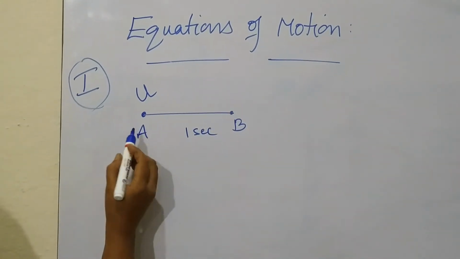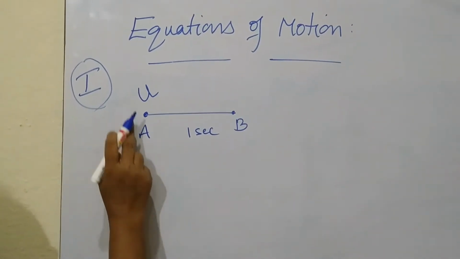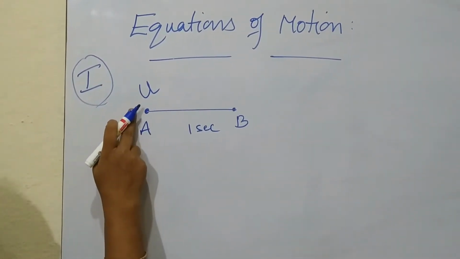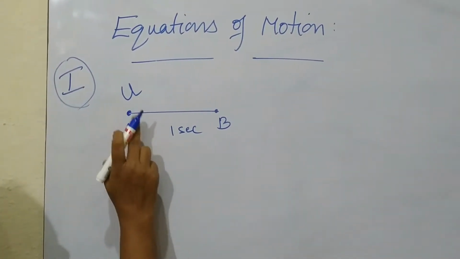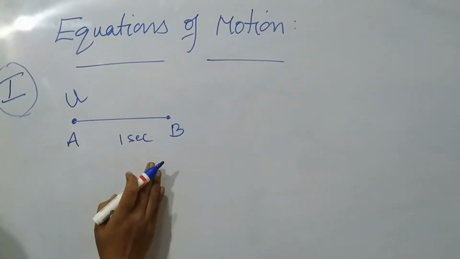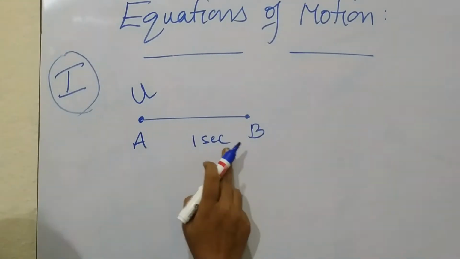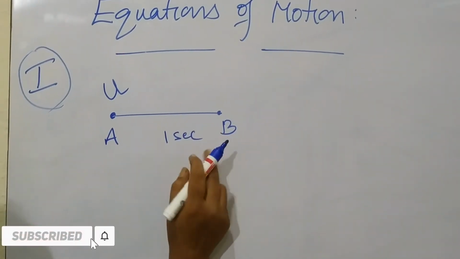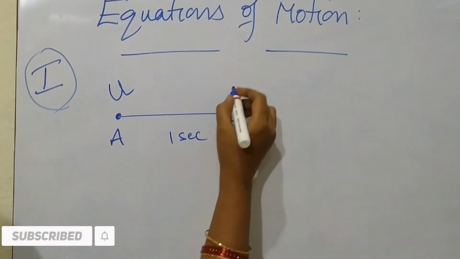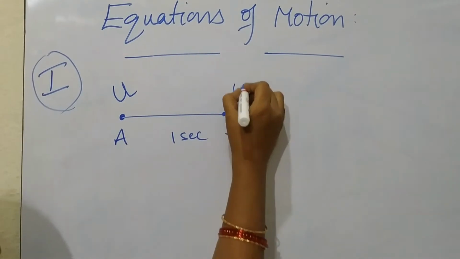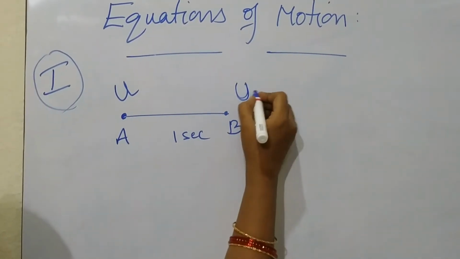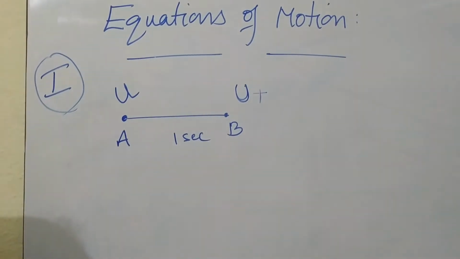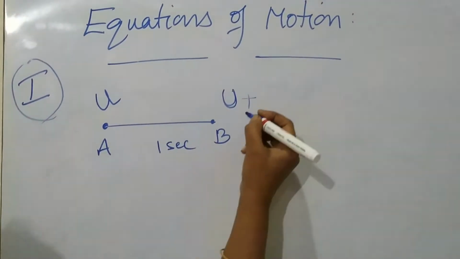So consider a body at the position A, traveling with initial velocity u meter per second. The body is uniformly accelerated, which means after 1 second the body's velocity is increased. So what is the velocity of the body at the position B? It is definitely more than u. More than u means u plus something. What is that something? We have to find it.